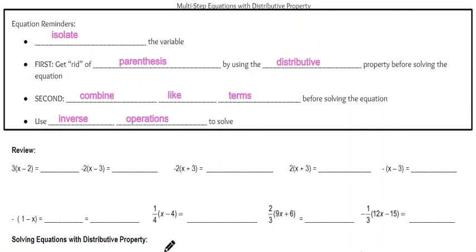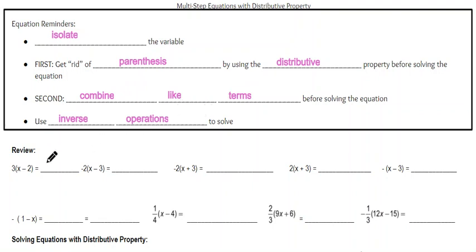All right, equation reminders. Remember, we want to isolate the variable. We want to get that variable all by itself. First, we want to do that by getting rid of parentheses, and we get rid of parentheses by using the distributive property. And that's what we're going to be learning today. Second, we can combine like terms if there's anything to combine, and we're going to probably do that next class. And then finally, we use inverse operations to solve.